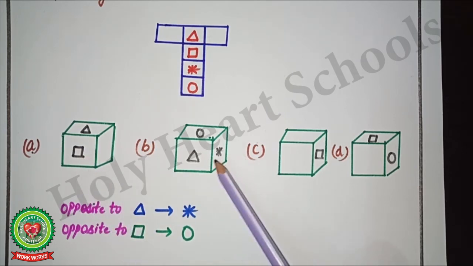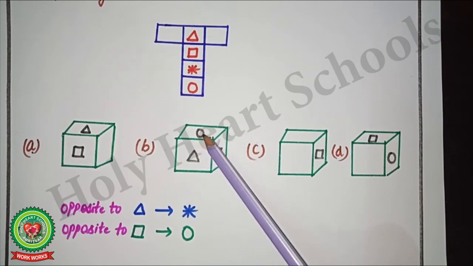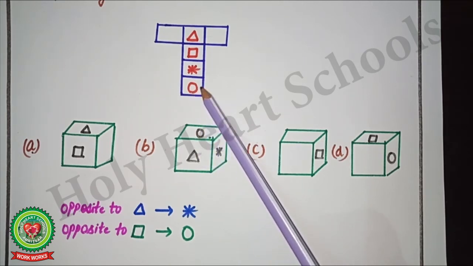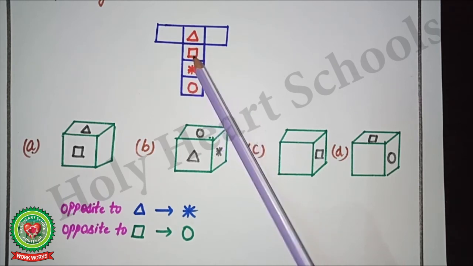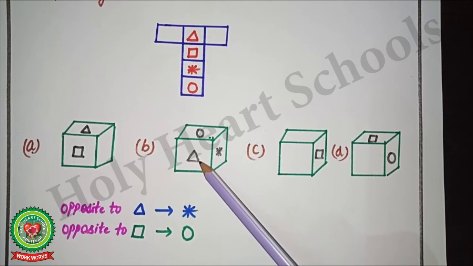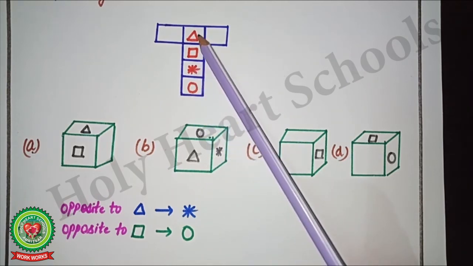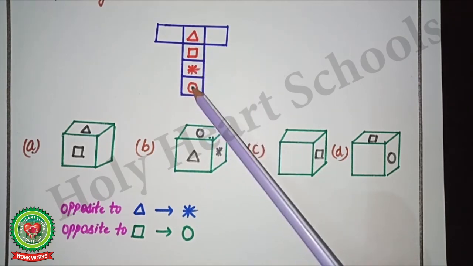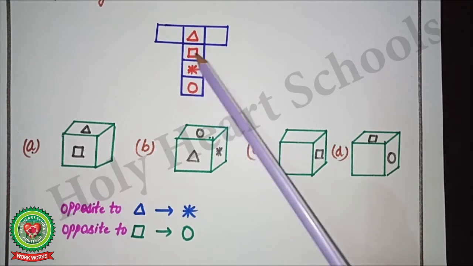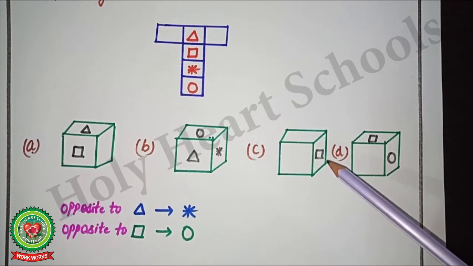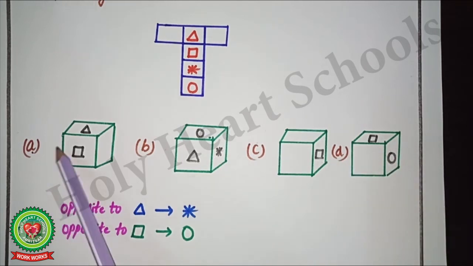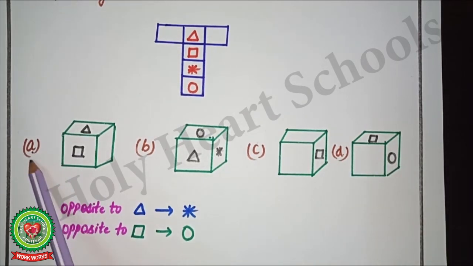If you see this, you are getting a circle here, and the circle is opposite to this square, right? And after the circle you will get a triangle, but opposite to this you should get a square, but you do not have it. So that means this will not be your answer, same as for C and D. So A will be your answer for this question, right?